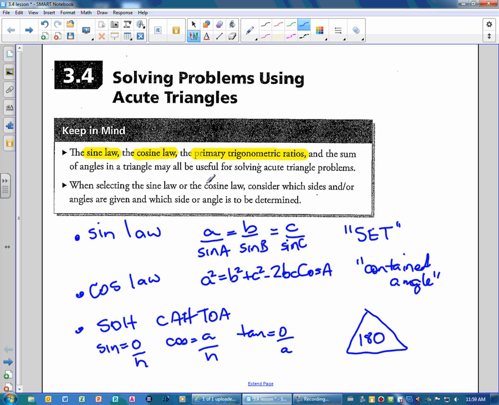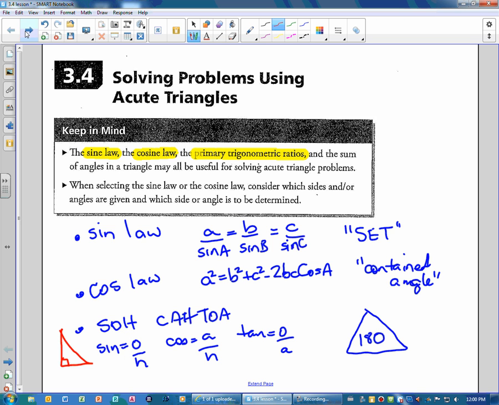When selecting the sine law or the cosine law, consider which sides and or angles are given and which side or angle is to be determined. So you can use the sine law if you find that you have a set and you need something else. You can use the cosine law if you have a contained angle. You can use the trig ratios only when you have 90-degree triangles. You don't need 90-degree triangles for the sine and cosine law. However, you could use them, a little bit complicated though, because in 90-degree angle triangles, just use the trig ratios.